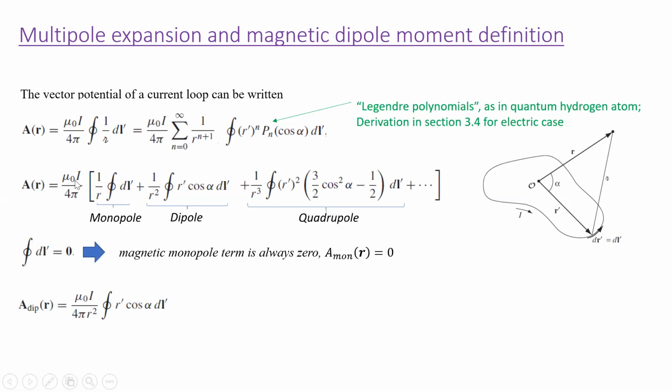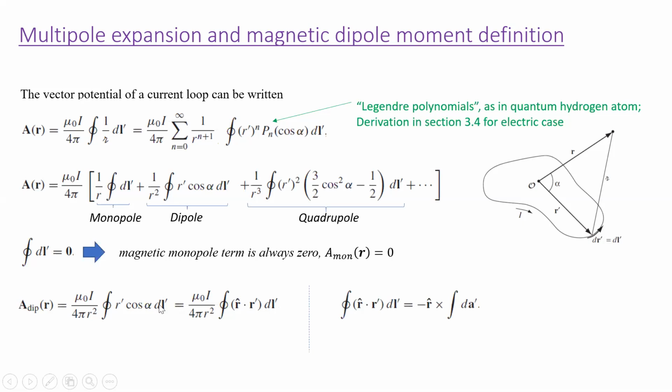So we'll just group some terms here, mu naught I over 4 pi r squared. And here's the integral. We're going to do a couple of mathematical manipulations here. R prime cosine alpha can be written as r hat dot r prime, because r hat dot r prime will be the length of r times the length of r prime times the cosine of the angle between them. Okay, so that's just another way of writing r prime cosine theta.